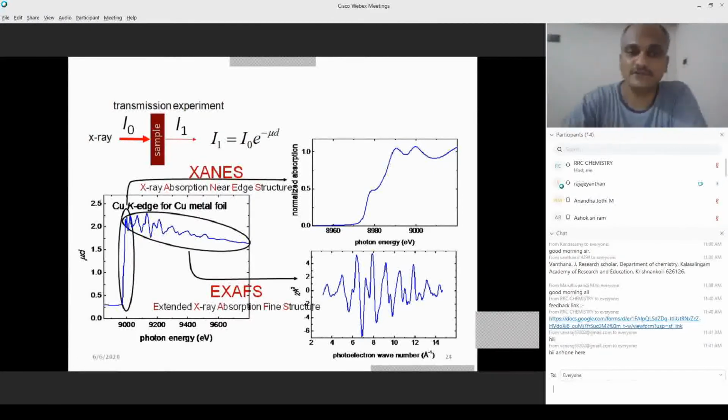So when you compare, NEXAFS gives the chemical information of the absorbing atom, and in the EXAFS you can get the information regarding the spacing of the neighboring atoms. But EXAFS is very difficult to interpret. In the case of NEXAFS, it is very easy to interpret because no photoelectrons are emitted, because the atoms remain neutral. Okay, so we are using a transmission technique here for determining these two, the NEXAFS and the EXAFS spectra.